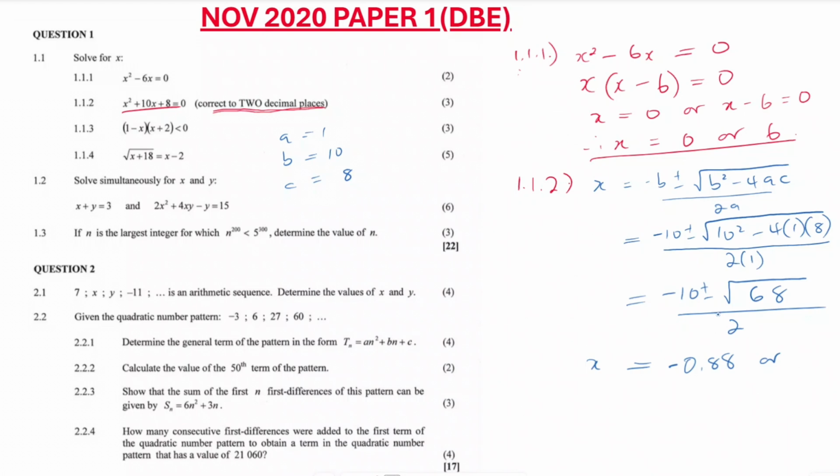Or with the negative sign, we are going to get minus 9.123. To 2 decimal places, that is going to be minus 9.12. So this is our solution for 1.1.2.